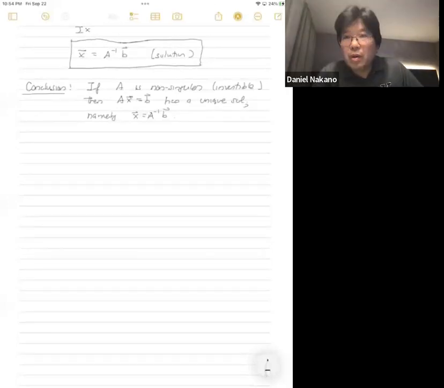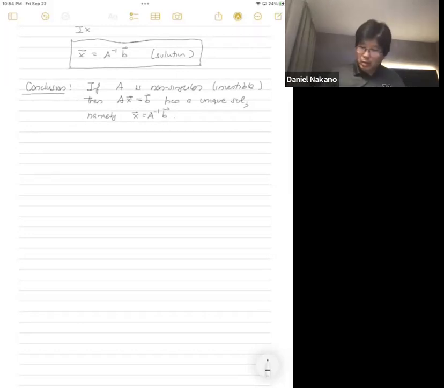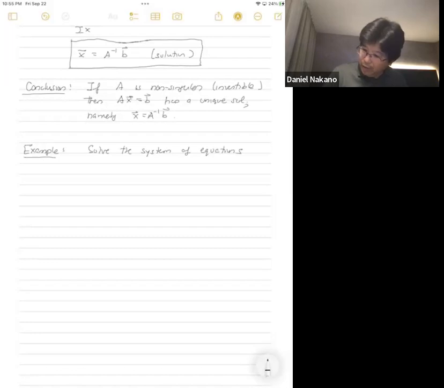Okay, so what I'm going to do is we'll actually apply this principle to a system of equations. So here's an example. Solve the system of equations. And I'll give you the system right now.